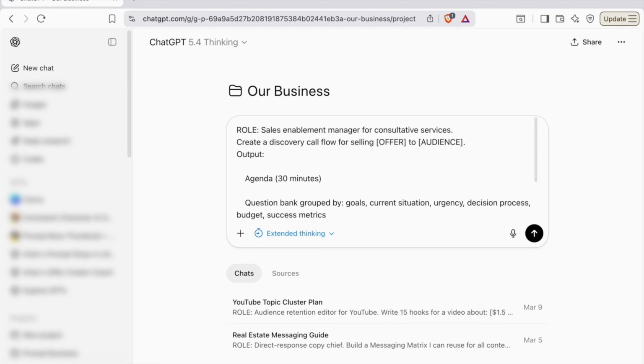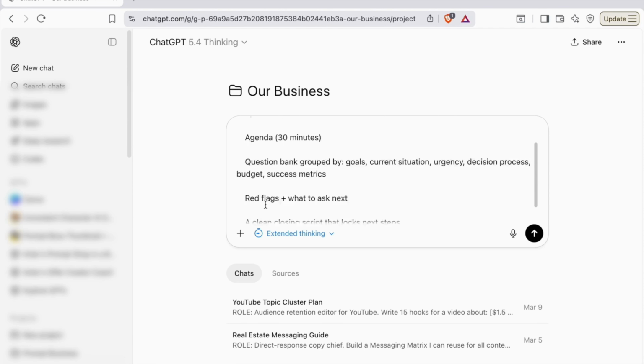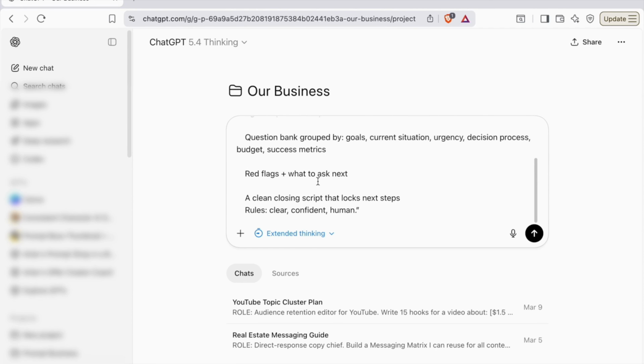So here, our large language model, ChatGPT, is serving as a sales enablement manager for consultative services. We need to create a discovery call for the offer we're selling to our specific audience. And we'll get an agenda, a question bank, red flags, the questions to ask next, and a clean closing script that locks in our next steps. This needs to sound very clear, very confident, and it definitely needs to sound human, not robotic.